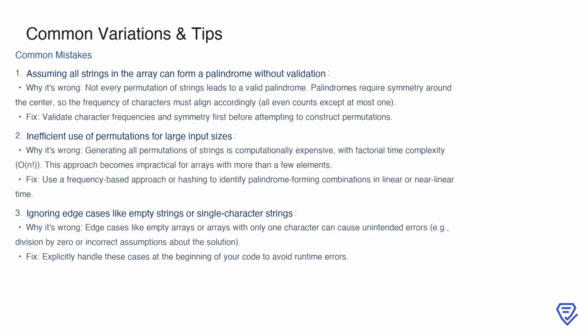Another common pitfall is relying on permutations to find solutions for large input sizes. Permutations grow factorially, making them computationally expensive and impractical as the input size increases. Instead, opt for frequency-based or hashing approaches, which work in linear or near-linear time. Finally, edge cases like empty strings or single-character strings can often cause errors, such as division by zero or faulty assumptions about the problem's constraints. Always handle these edge cases explicitly at the start of your code to avoid unexpected runtime issues.